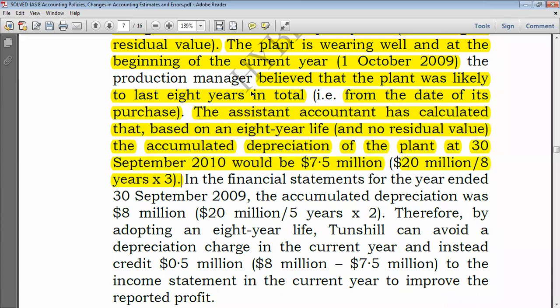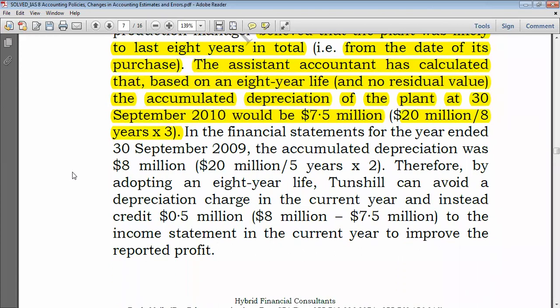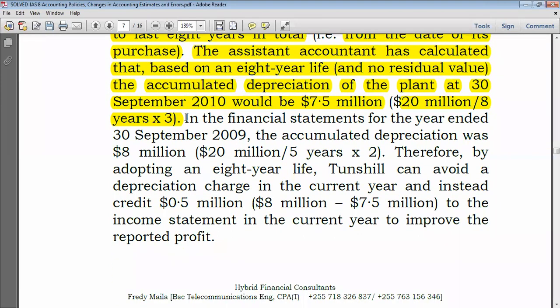As I said, depreciation for past periods would just be 20 million over 5 years. That was the original useful life. So up to this October 2009, 2 years have passed. The true accumulated depreciation is 8 million. But depreciation for this year would have to be charged considering the new remaining useful life. Right, so this is what should have been done. So the accountant actually was wrong. That's why you are being told it is the assistant accountant. So we're just going to correct this.